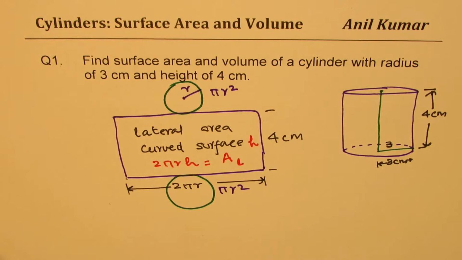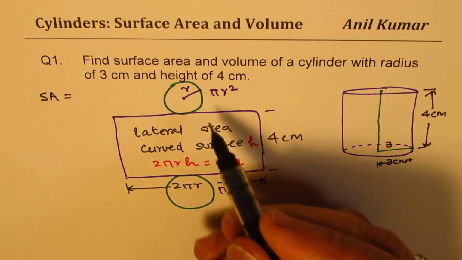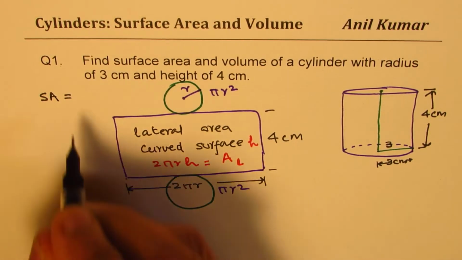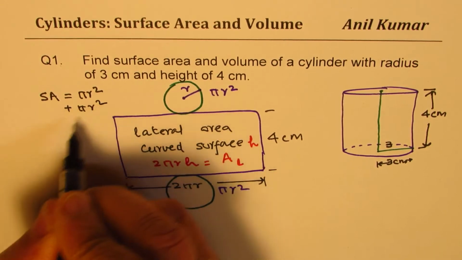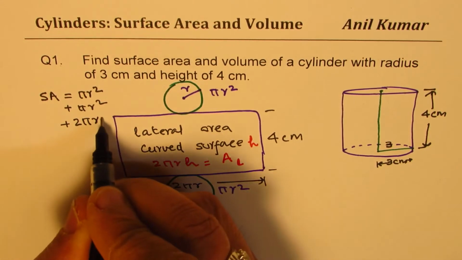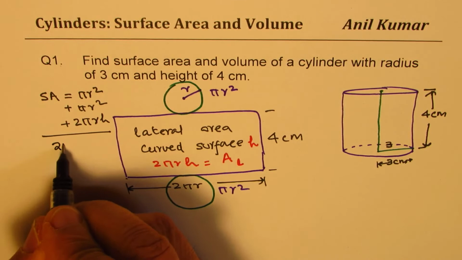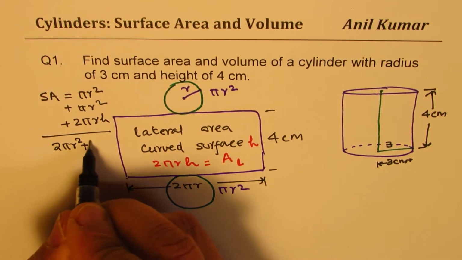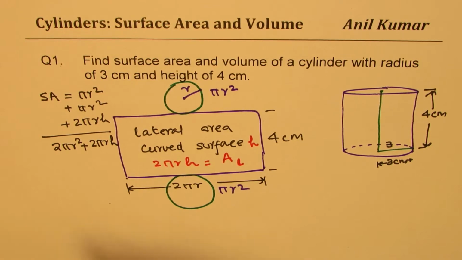So that explains the formula for surface area. So that explains that surface area should be how much? This plus 2 pi r h. So we have to add pi r square with pi r square with 2 pi r h. Do you see that? All the three areas should be added. So you get 2 pi r square plus 2 pi r h. So that is the formula for surface area.